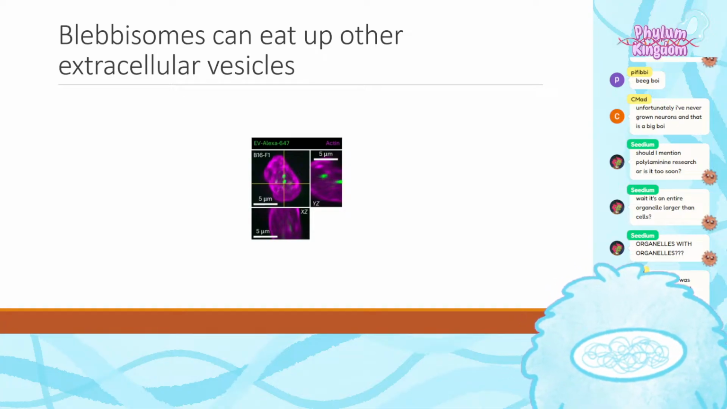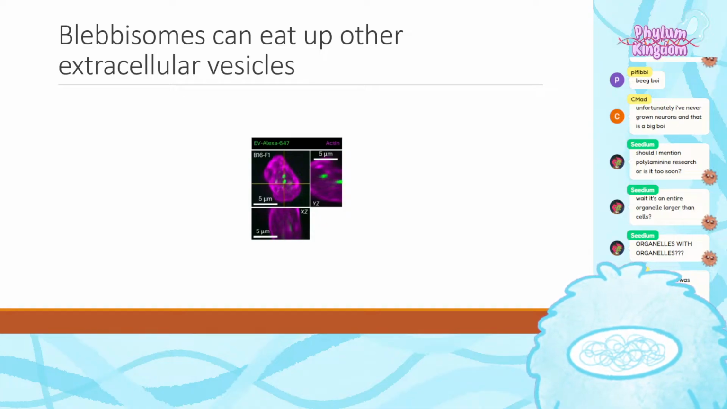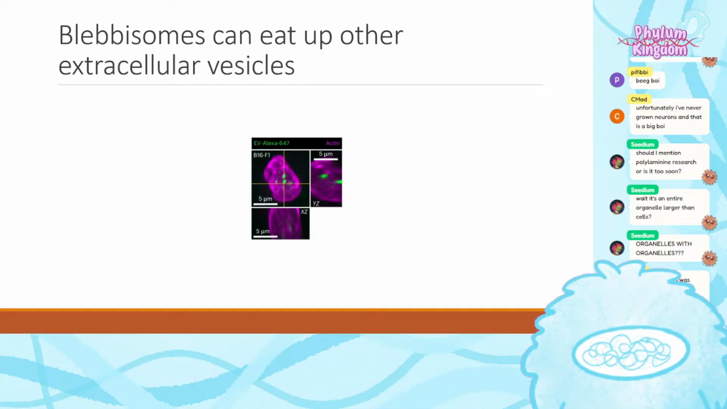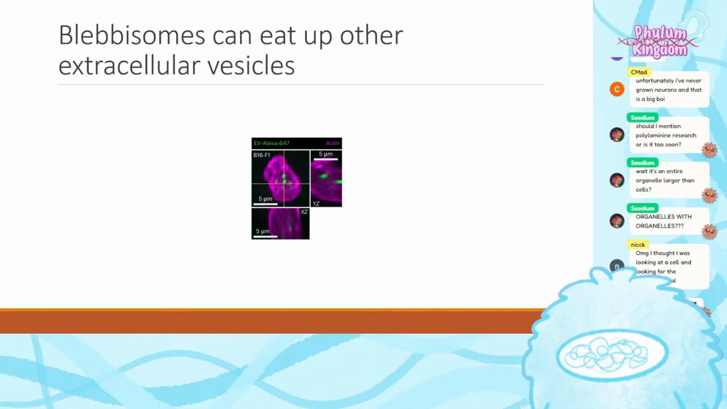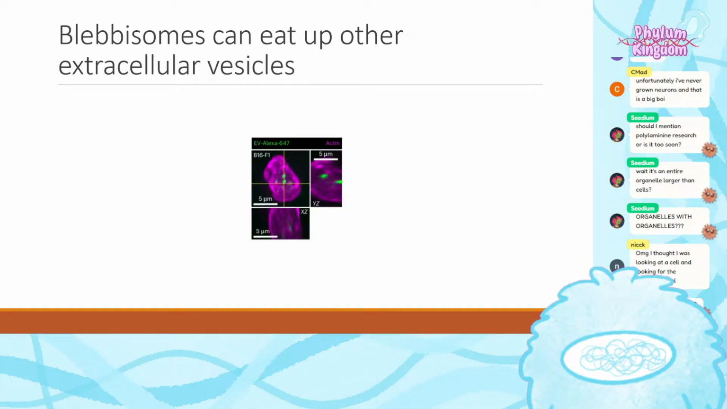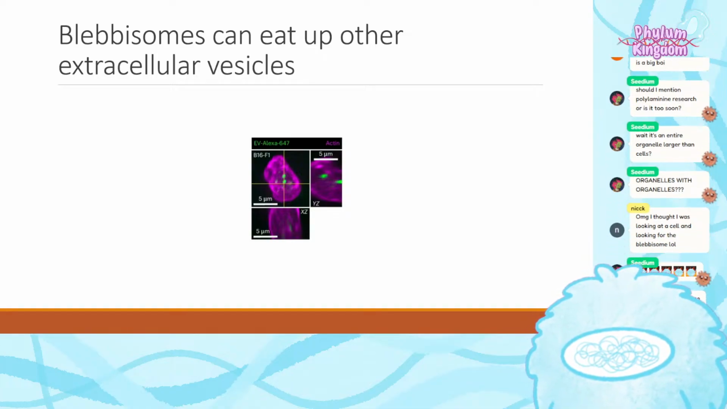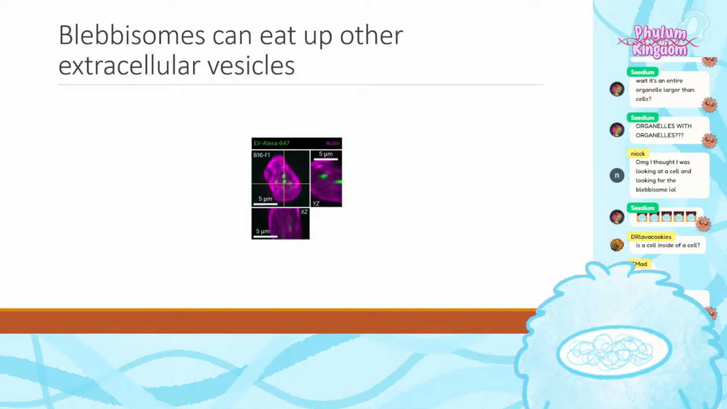That's insane. Absolutely insane. I thought I was looking at a cell and looking for a blebosome. Yeah. Is it a cell inside of a cell? It's not proper to call them a true cell, though. They are exported from a cell, but they are as big as some cells, and they have their organelles. It's crazy. Which types of cells have them? Cancer cells. Cancer cells make these.